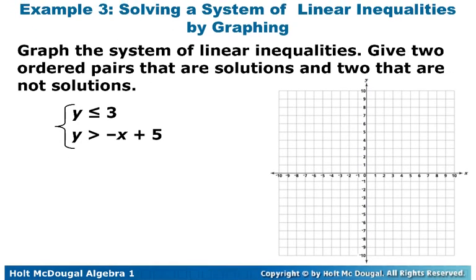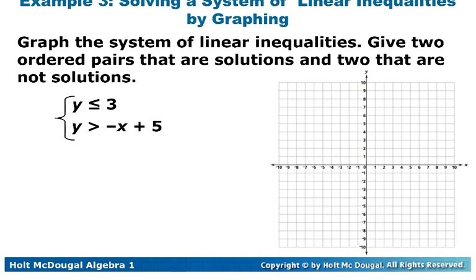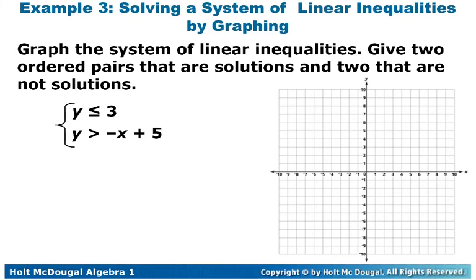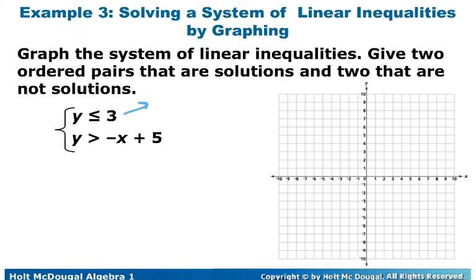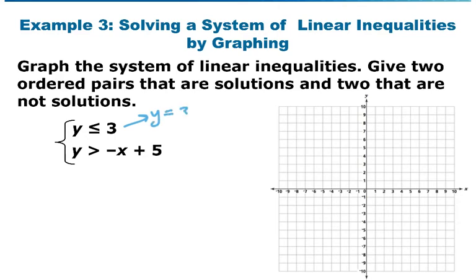Alright, so we're going to go ahead and graph a system of linear inequalities here, and then we're going to give 2 ordered pairs that are solutions and 2 that are not. So these are both already y equals, and so remember that we're trying to pretend that we're graphing y equals 3. So we're going to graph y equals 3, but remember that that's just an intercept. And so that actually means this is a horizontal line at 3.